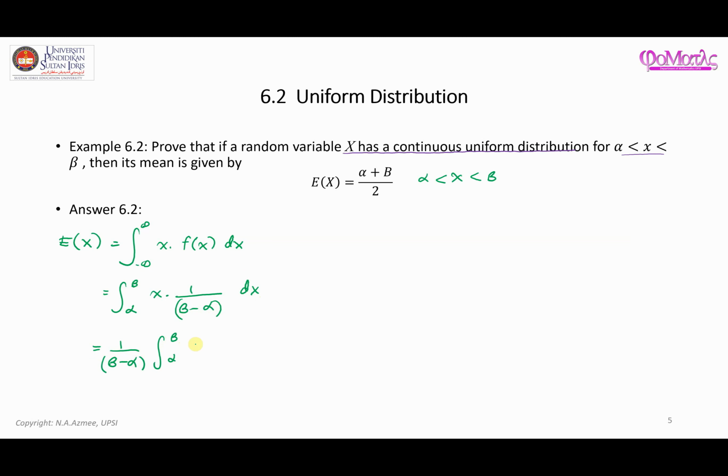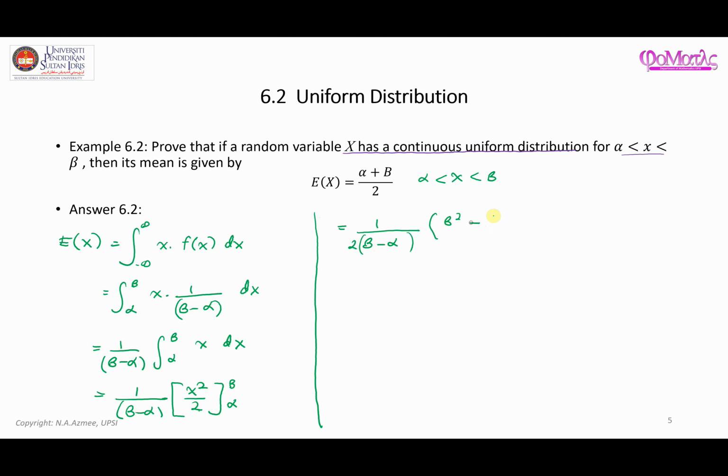Next we have x dx, and this is quite an easy function to integrate, and the result is going to be x squared over 2, from alpha to beta. Okay, next we're going to substitute beta into x and alpha into x, and so the result is going to be as such. Maybe I can take out the 2 outside, since 2 is a constant. Okay, and so we have beta squared minus alpha squared. So that's what happened when you substitute beta into x and alpha into x.